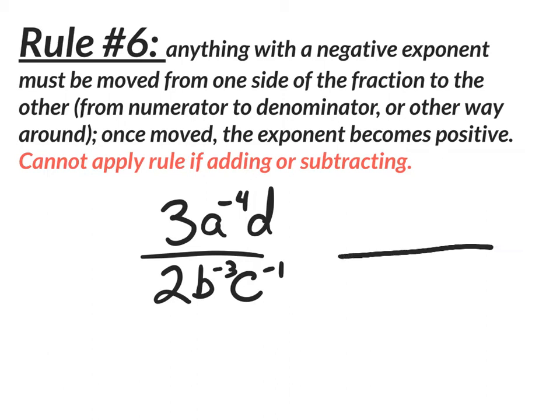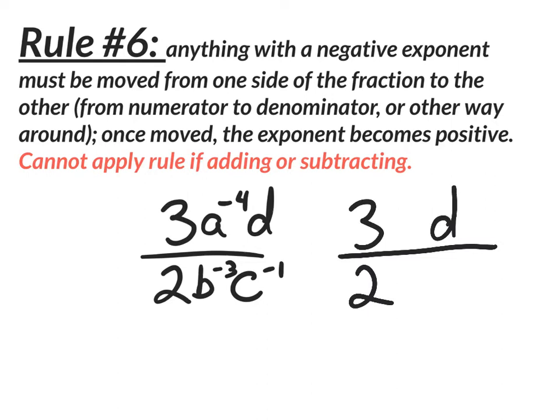So what you should do is first start your new fraction. And what I like to do is rewrite what is not moving. So what is not moving? The 3 is not moving. The 2 on the bottom is not moving. The d up here is not moving. Okay? And the a does move. Everything else moves, right? So that's what I would do first.